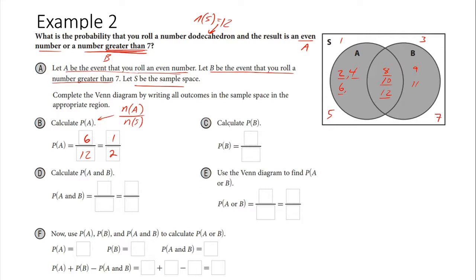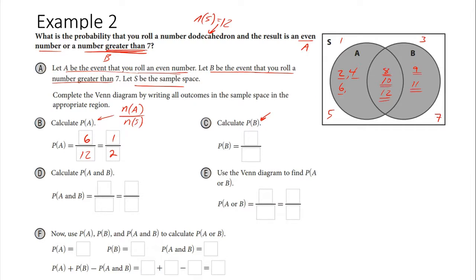All right, moving on to probability of B. So this is where we have to be careful because B is now an event where you roll greater than 7, and I want to underline event B elements twice.